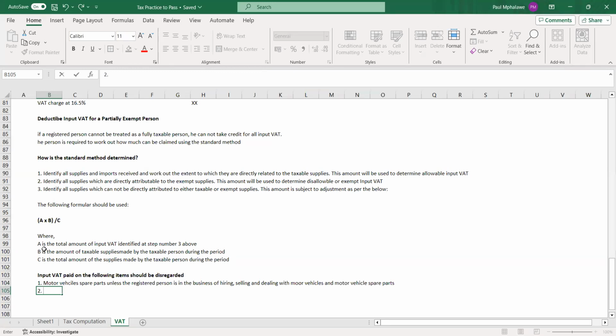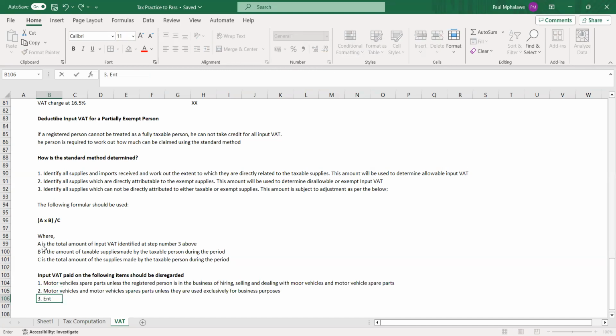necessarily for the purpose of the business. Motor vehicles and motor vehicle spare parts, unless they are used exclusively for business purposes. Okay.